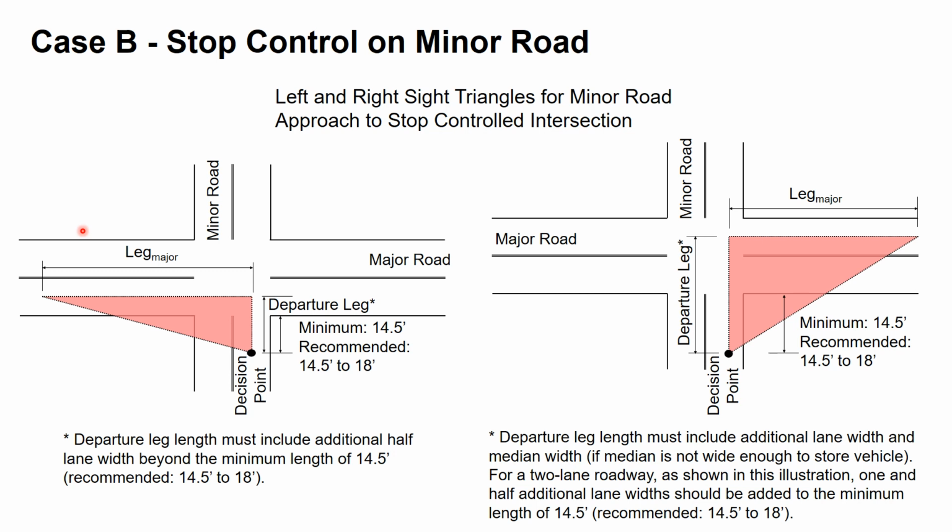We've got the same type of scenario over on the right sight triangle. We've got our decision point. The departure leg is now longer because it needs to go all the way from the middle of that closest lane if that median width is not wide enough to store a vehicle. And so for a 2-lane roadway like the one shown in this image, you need to add 1.5 additional lane widths for that departure leg. So we've got half of a lane width here, then a full one, and then we're adding on that 14.5 feet from the edge of the travel way.